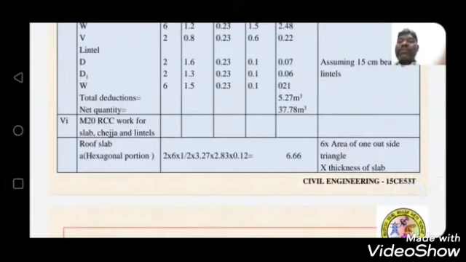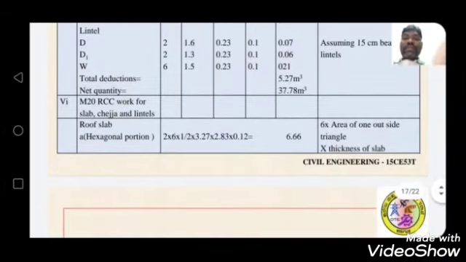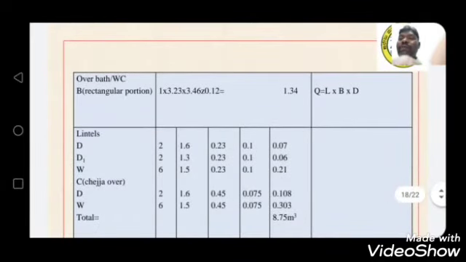M20 RCC work for slab, chajja and lintel. RCC roof slab, hexagonal portion: 2 into 6 into half into base into height into 0.12 is equal to 6.66. That is 6 into area of one outside triangle into thickness of slab. Over bath and WC, rectangular portion, 1 into 3.23 into 3.46 into 0.12 is equal to 1.34.